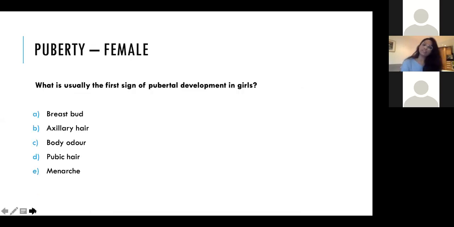Right, so what is the first sign of pubertal development in girls? Okay, well done. Most of you got it right. Almost everyone got it right. So it is breast bud, so breast development, essentially. Next question.